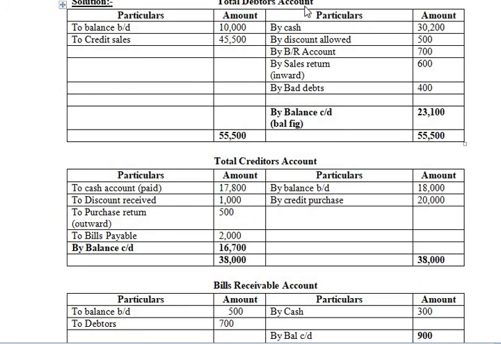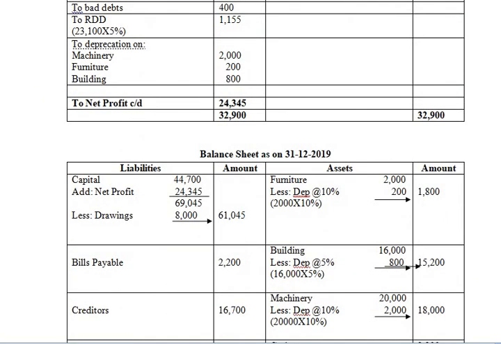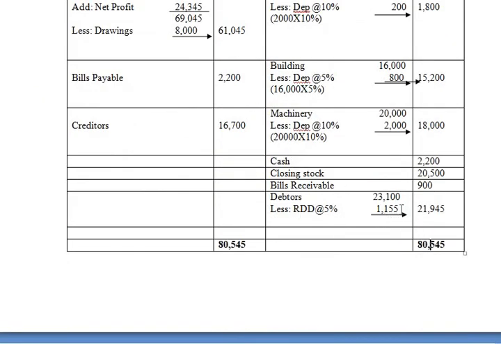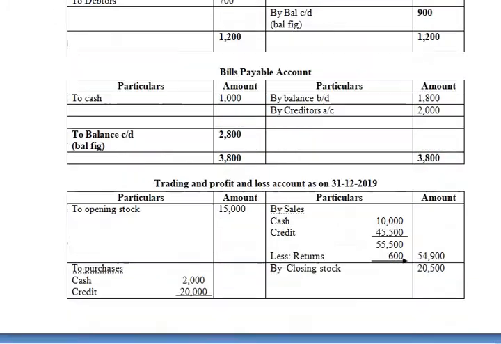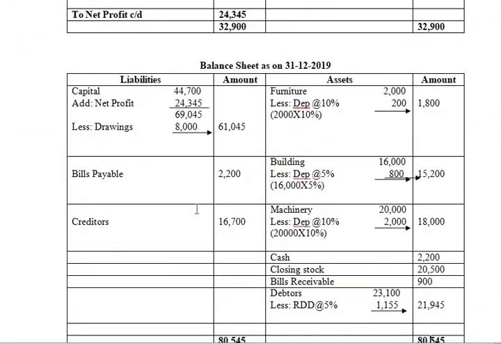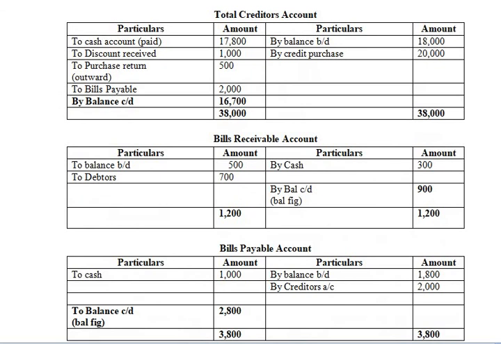When you close the debtors account, the balance of this, that is 23,100, goes to the balance sheet. So here we have taken in the balance sheet the debit side and on that we have given RDD. Next we go to the closing of creditors account. When you close the creditors account, balance of this, that is 16,700, goes to the balance sheet. To the liability side, creditors 16,700. Next after this we close bills payable account, which has already been closed.